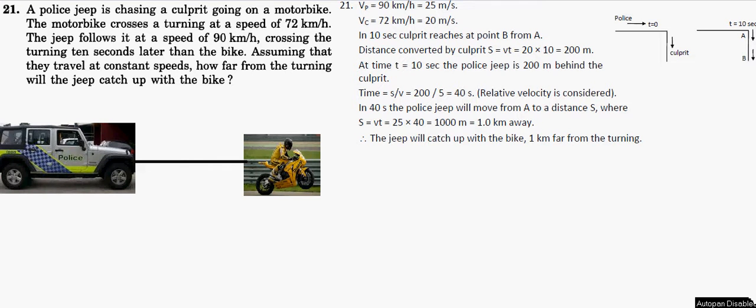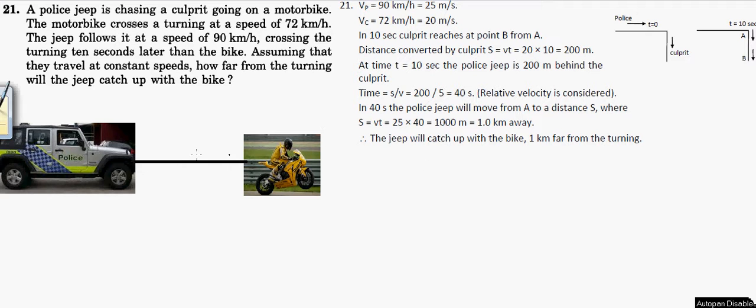Let's see question number 21. A police jeep is chasing a culprit going on a motorbike. The motorbike crosses a turning at a speed of 72 km per hour. The jeep follows it at a speed of 90 km per hour, crossing the turning 10 seconds later than the bike. Assuming that they travel at a constant speed, how far from the turning will the jeep catch up with the bike?